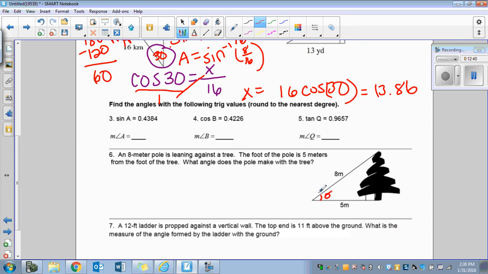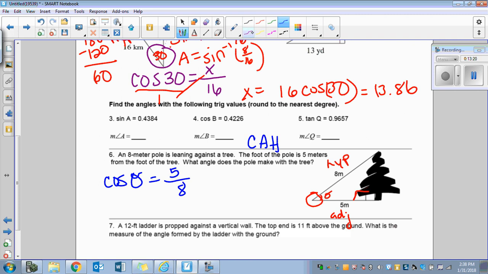So my first step is to circle my reference angle. My second step is to label my sides. My opposite side is not given. We don't need that. My hypotenuse is going to be 8. And my adjacent side is 5. Okay, so which trig function uses adjacent and hypotenuse? Cosine. So I'm going to say cosine of the degrees, whatever theta is, equals adjacent comes first, which is 5, over hypotenuse, which is 8.